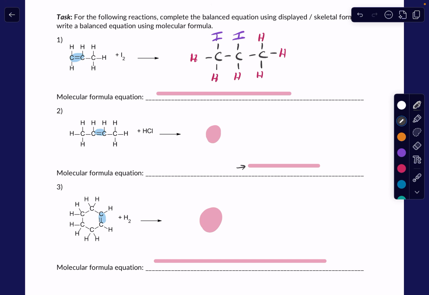This is butene. So that means that this is an alkene, which means it has the general formula CnH2n, so double it. Double bond means double it. So I've got C4H8 plus HCl. The product is what you're going to draw, and then you're going to write the molecular formula for that product as well.